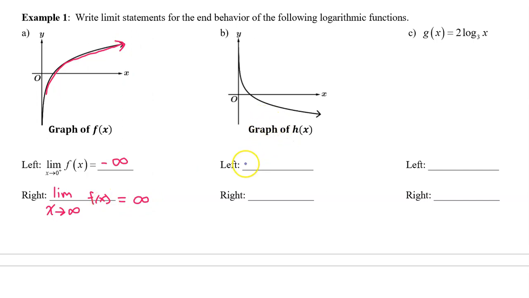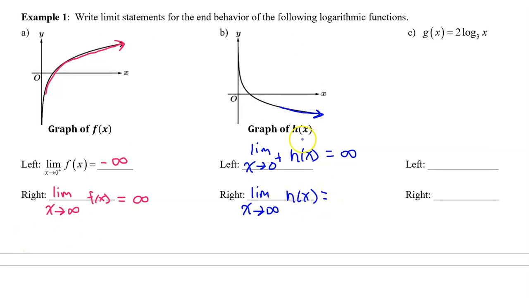Part B. For the left end behavior, we will say the limit as x approaches 0 from the right of h of x. And we see that as x approaches 0 from the right, h of x approaches positive infinity. So this limit equals positive infinity. For the right end behavior, we will begin the limit as x approaches positive infinity of h of x equals. On the right, h of x is falling, so this limit equals negative infinity.